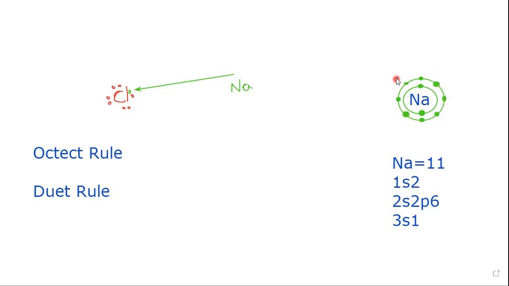And here, sodium has 8 electrons. So this electron that you have in the third energy level disappeared. And this now becomes the last energy level for sodium, where it has 8 electrons.